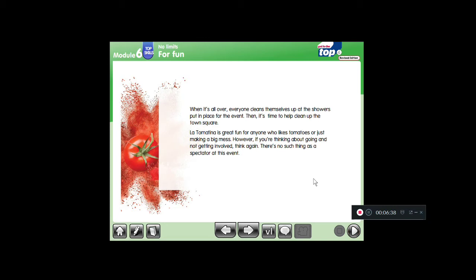Okay, so we have when all is over, cuando todo se acaba, everyone cleans themselves up. Todos se tienen que limpiar. At the showers put in place for the event. Then it's time to help clean up the town square. Después de todo el desastre, they have to clean up the town. Tienen que limpiar toda la calle, por supuesto, donde se ha realizado el evento. Muy bien, okay.